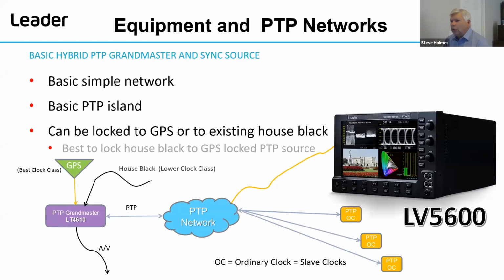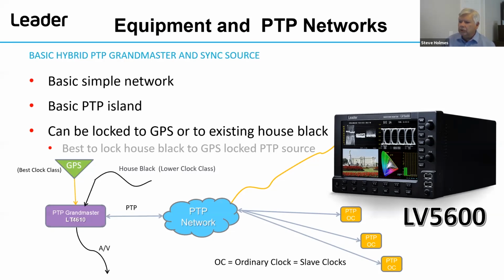So to set up a network, a basic, super simple network would be a basic PTP island. It can be locked to GPS, or it could be locked to existing house sync. But being locked to GPS is going to give you a much higher clock class, i.e. it's going to be much more stable and closer to the actual GPS lock. If you're going to start a network, it's best to lock your PTP source to GPS and then use the black out of that GPS-locked grandmaster to lock the rest of your house.